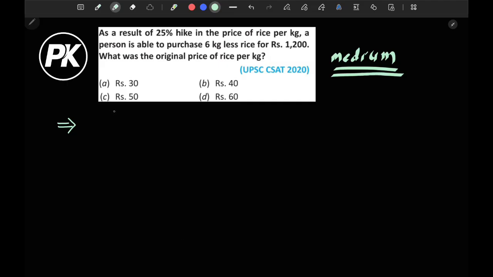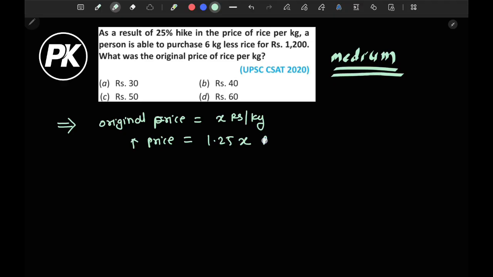Now here, there is a 25 percent increase in the price of rice. Let's say the original price is x rupees per kg of rice. Because of the increase, the increased price is how much? We have increased by 25 percent, so can I write 1.25x rupees per kg is what we are now selling at? And the person's buying capacity is 1200 rupees.